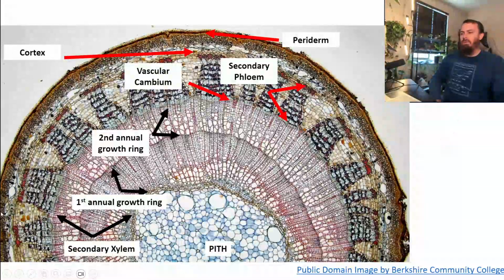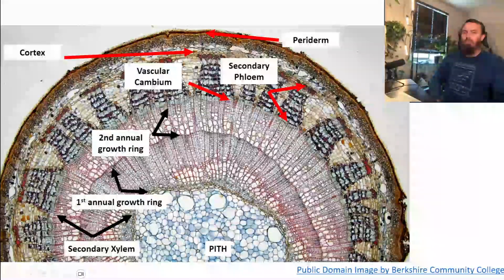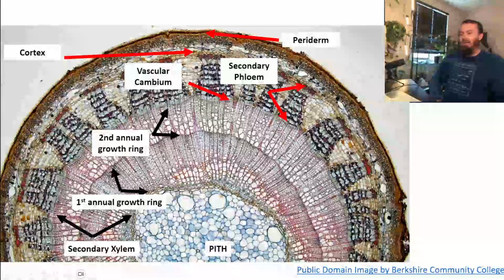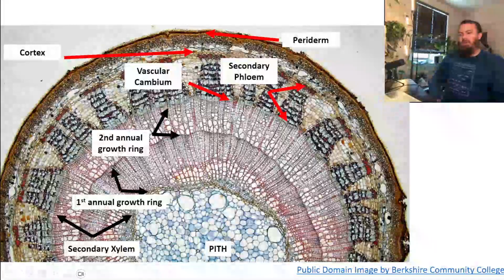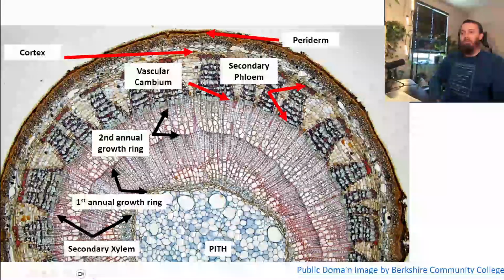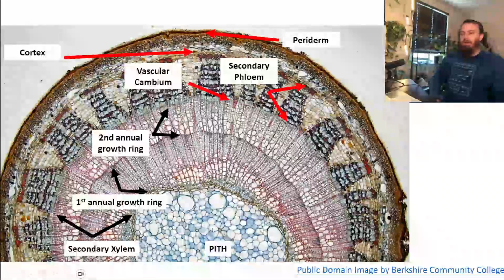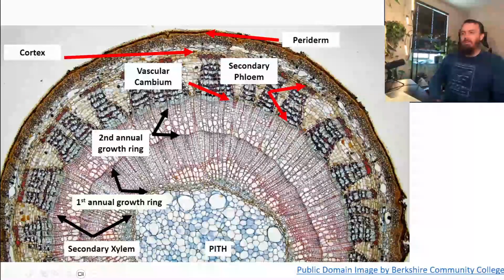So here's a zoom in on a dicot stem section. If you start here in the middle, this is the pith. This is ground tissue. It comes from the ground meristem. On the outside here is the vascular cambium. Anything exterior to that is ground tissue, considered cortex. So cortex and pith are both ground tissues, but the pith is inside the vascular cambium. The cortex is outside the vascular cambium.